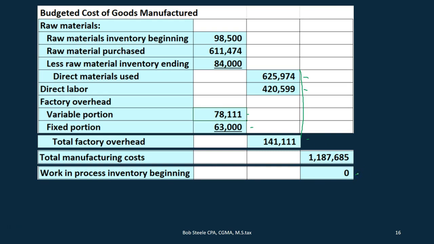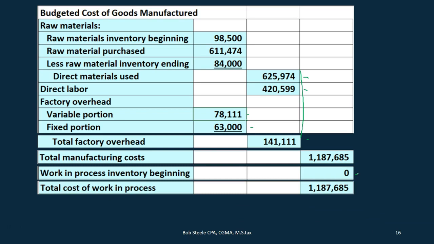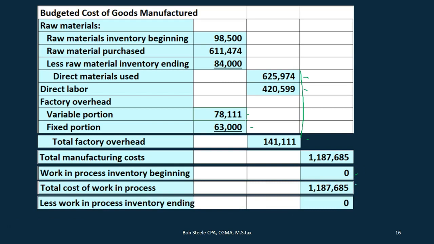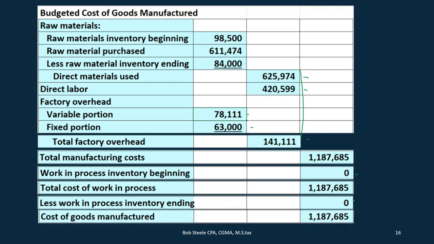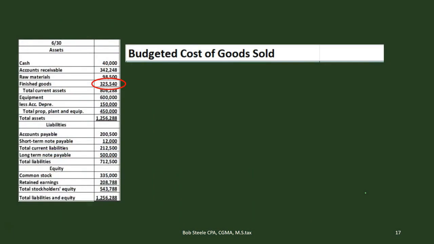There was none in this case, but we're going to go through this full calculation just to have it here. Then we have the total work in process, which is this and the 0, giving us the same number. And then we have the work in process inventory ending, again 0 in this case, and that would give us the cost of goods manufactured. So that's going to be our calculation for the cost of goods manufactured. We will then use that number. The whole point of this is to use that number in the cost of goods sold calculation, which will be needed on the budgeted income statement.